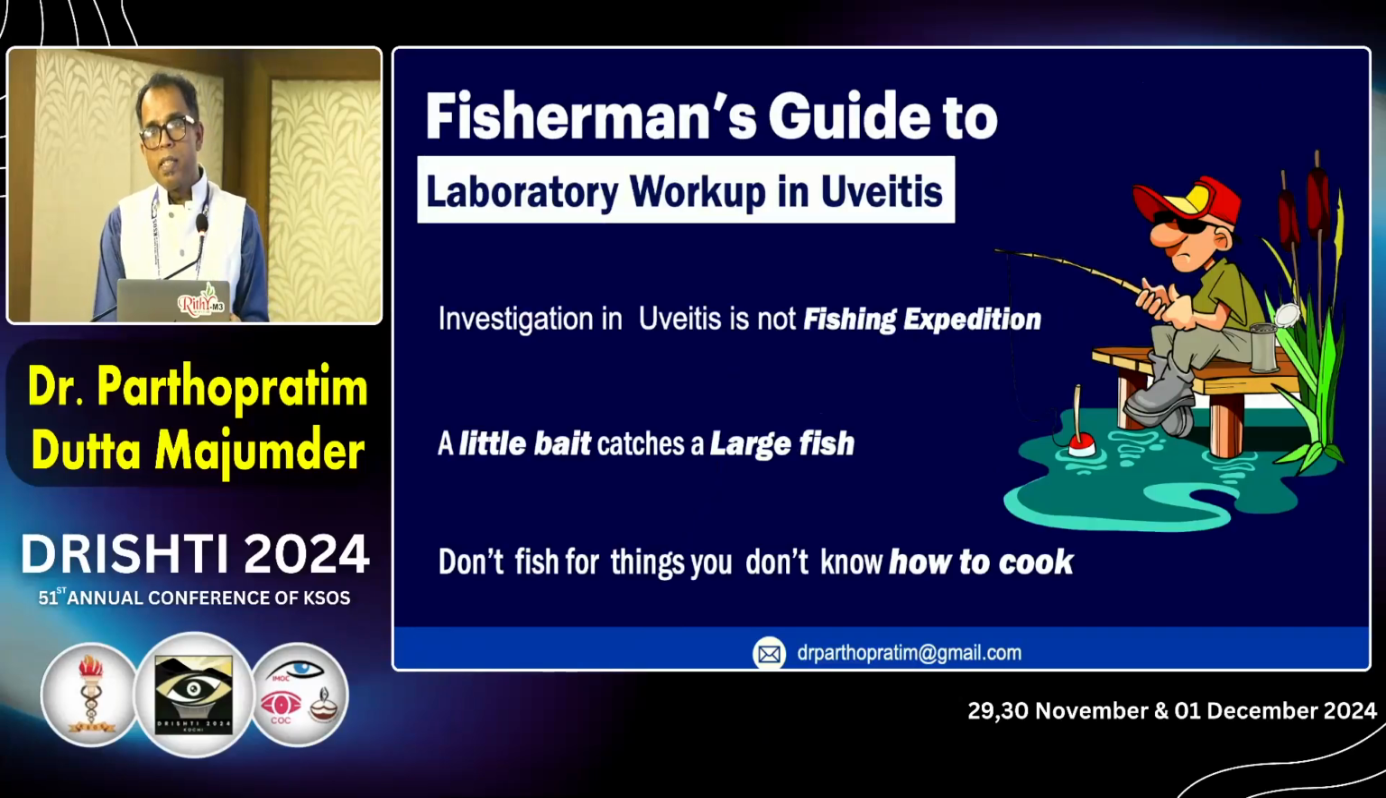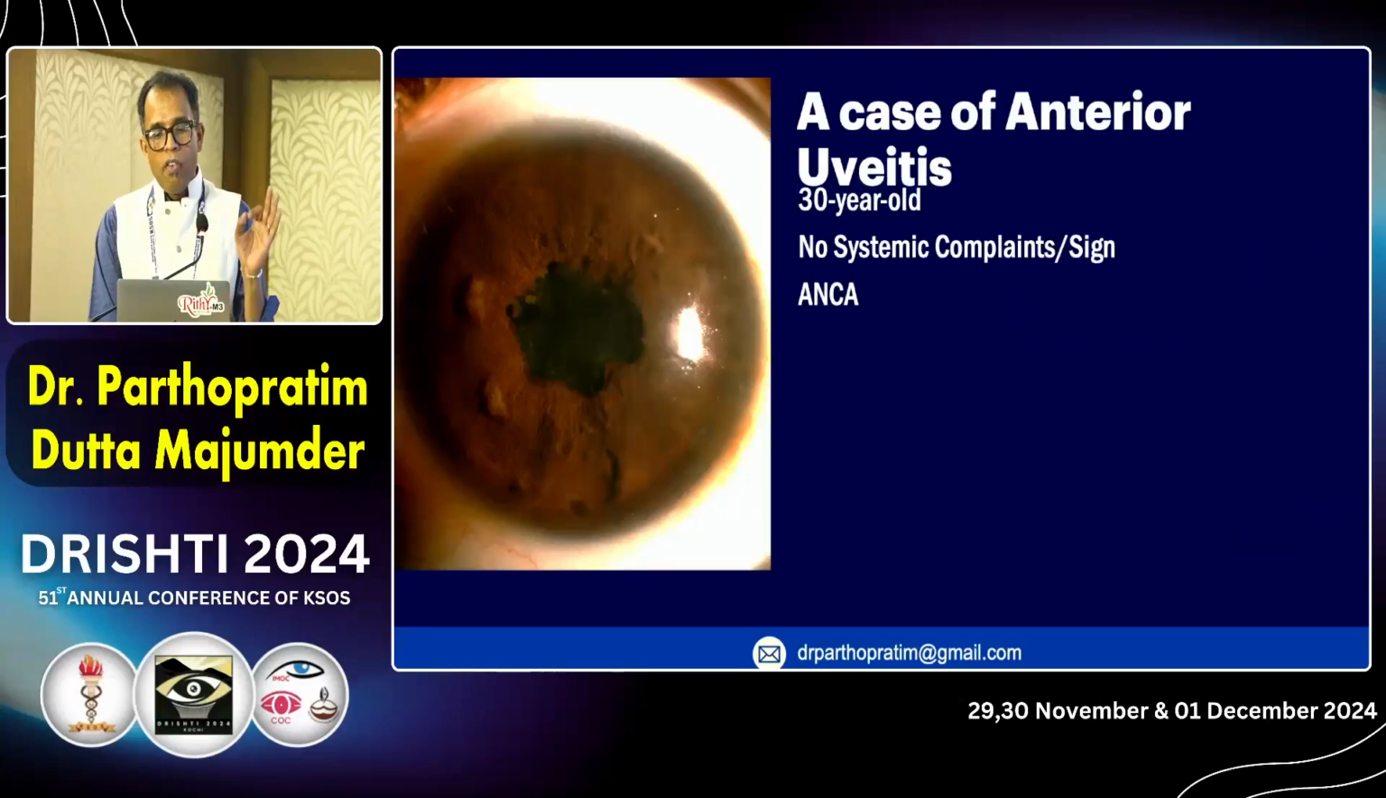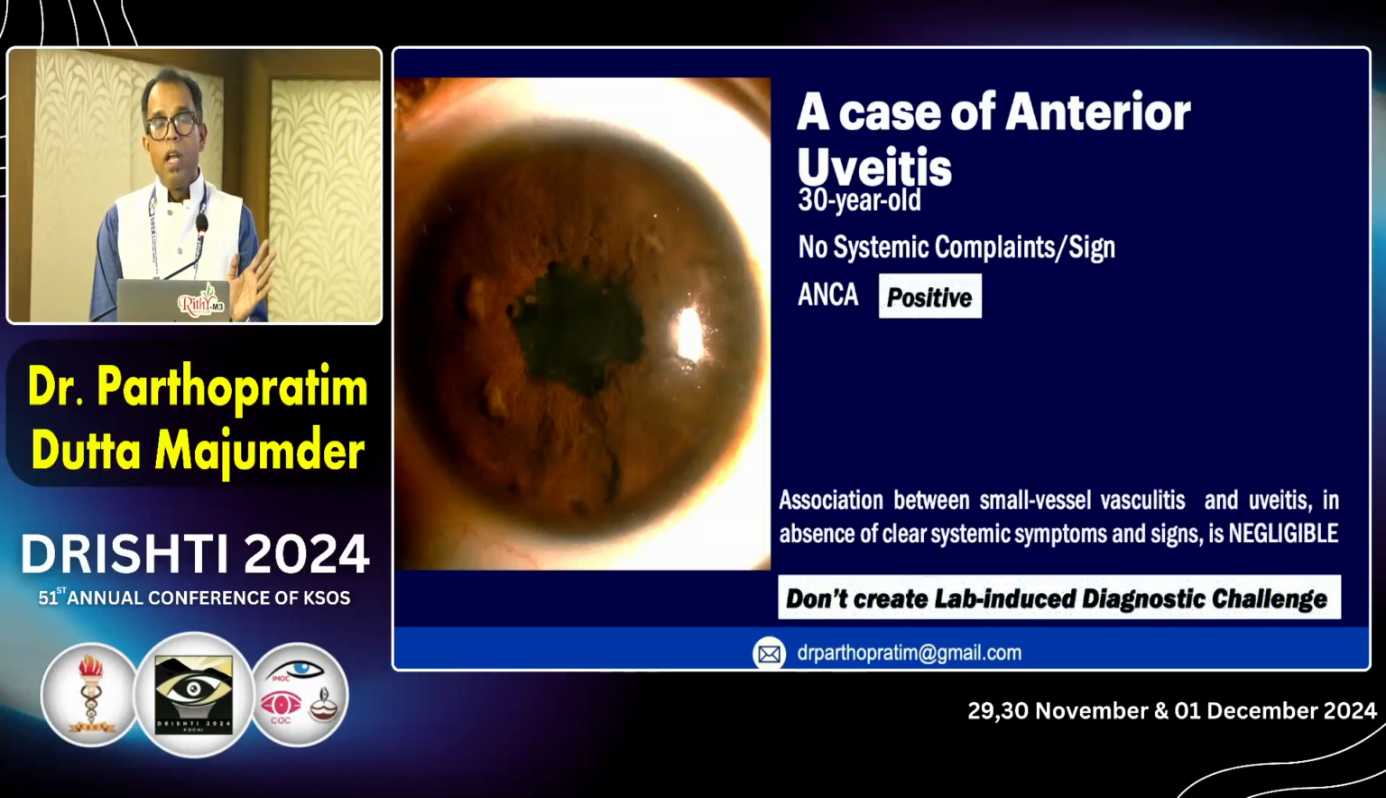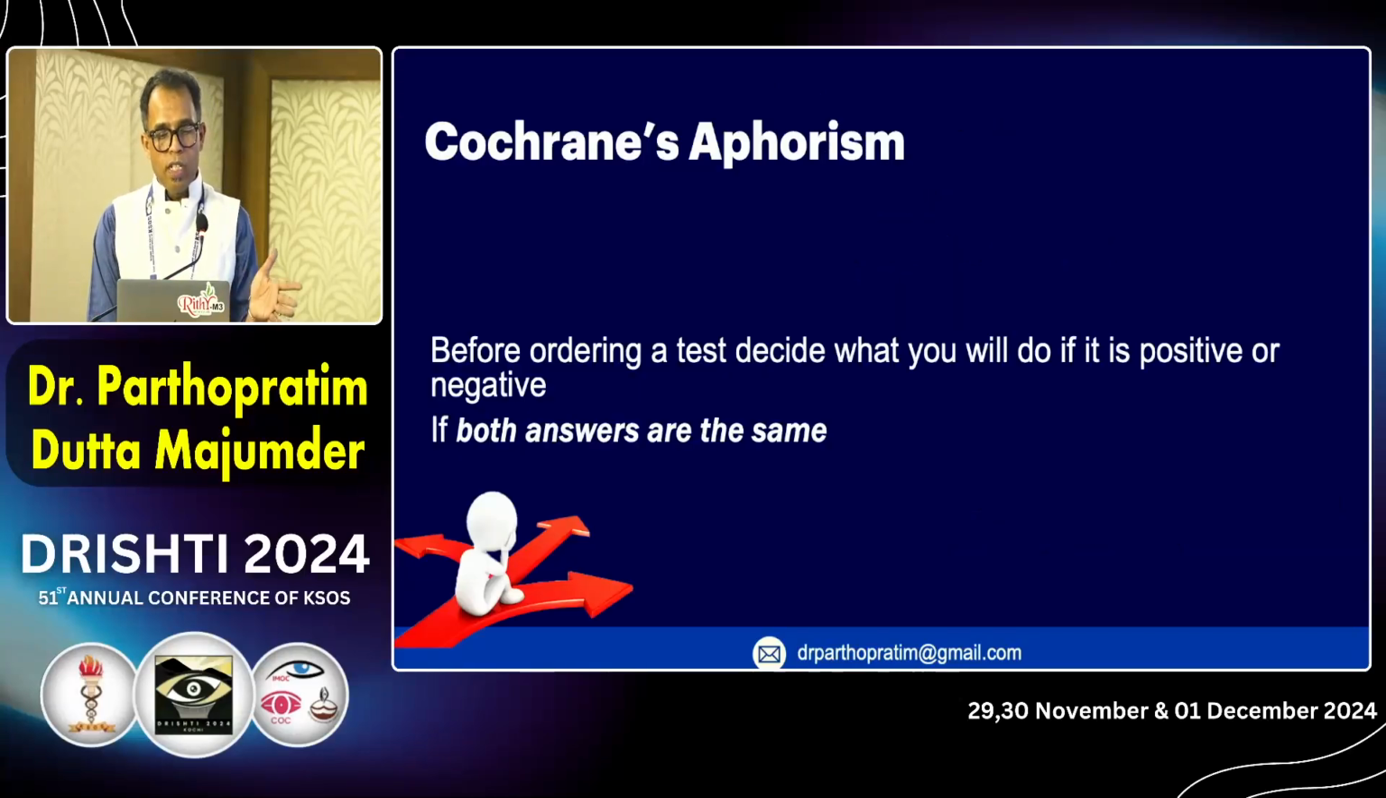The last thing, which actually relates to the first dictum, is that don't fish for the things you don't know how to cook. For example, a patient of anterior uveitis has come and you have done an ANCA. There is no systemic evidence, but you have it tested for ANCA and ANCA is positive. Now, without any systemic evidence, ANCA positive disease is very rare. But you are now in a dilemma because the ANCA is positive, so you don't know how to handle it. So better don't investigate anyone.